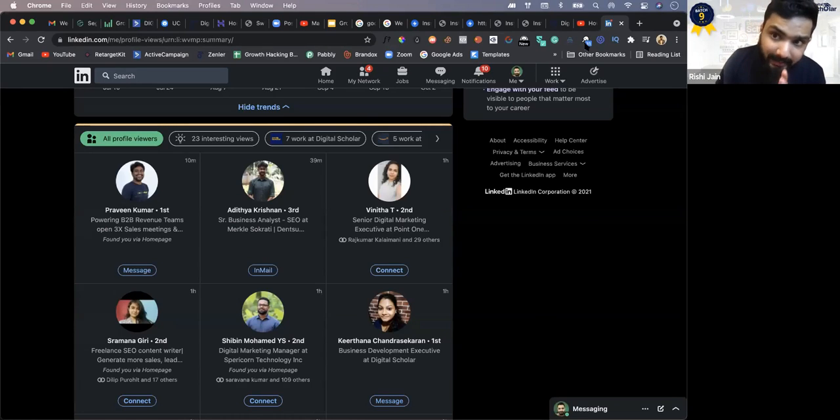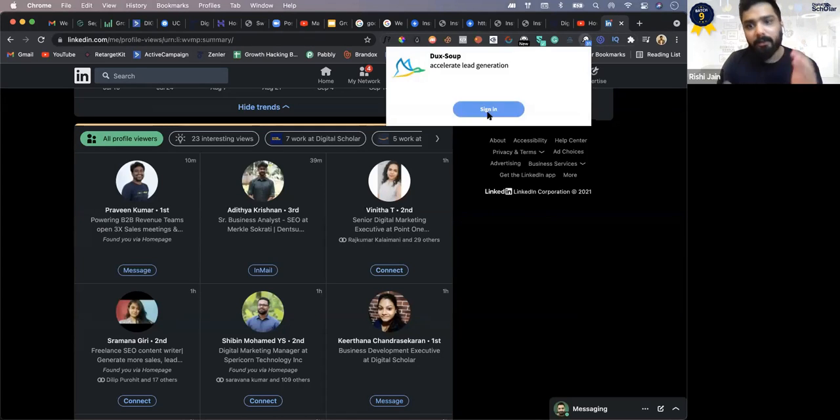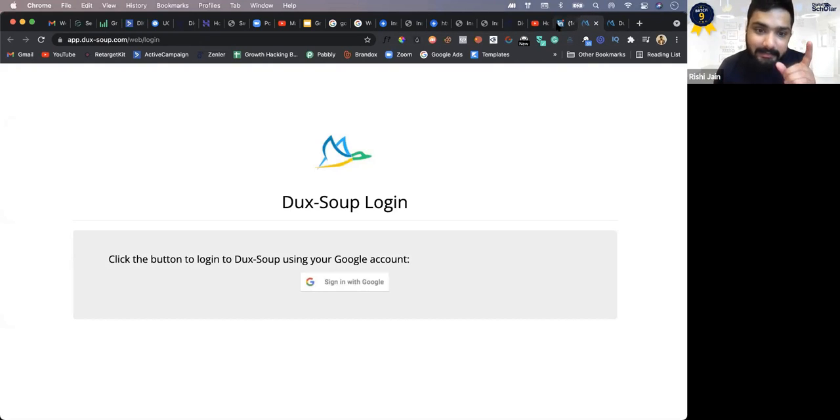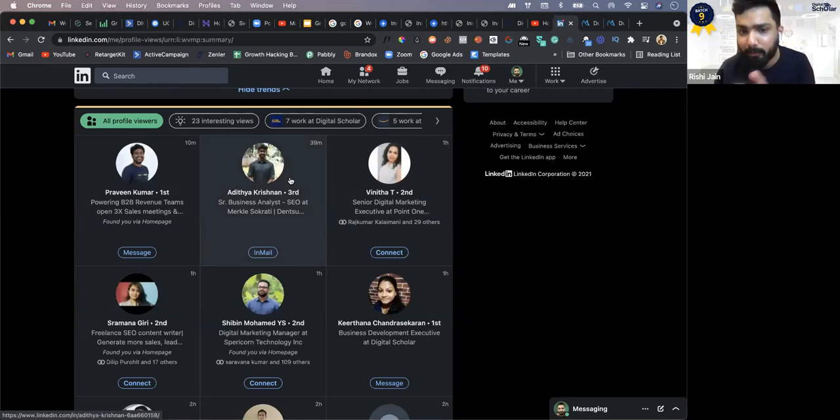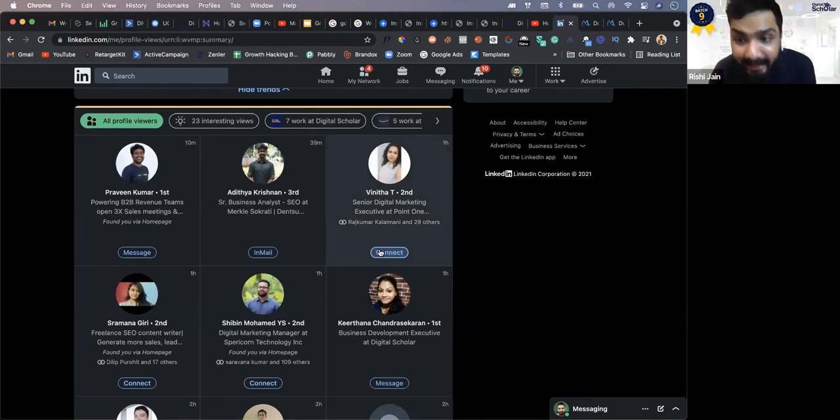So I use a tool called Dux Soup. If you notice, I have a duck-shaped Chrome extension here. What really happens is, if you just click on it, it will start checking out each person's profile. It will connect and automatically send a message to them with whatever you say.